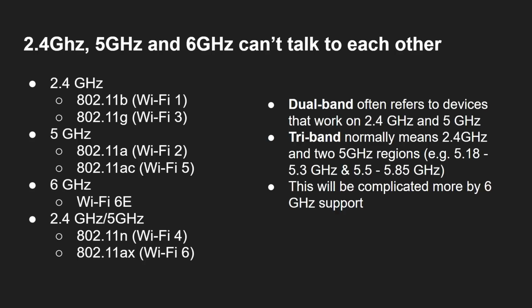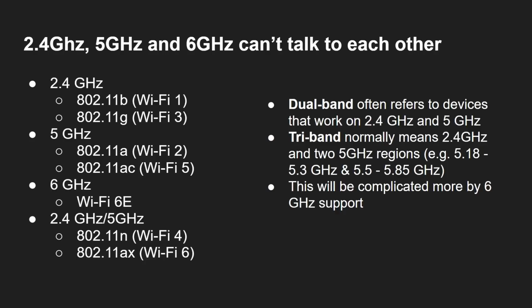Which is obvious from a law of physics. A device transmitting at 2.4 gigahertz can't be picked up by a device that's listening at 5 gigahertz. So you've got these 2.4 gigahertz only standards, 802.11b and 802.11g, Wi-Fi 1 and Wi-Fi 3. Then you've got these 5 gigahertz only ones, that's 802.11a and 11ac, Wi-Fi 2 and Wi-Fi 5.